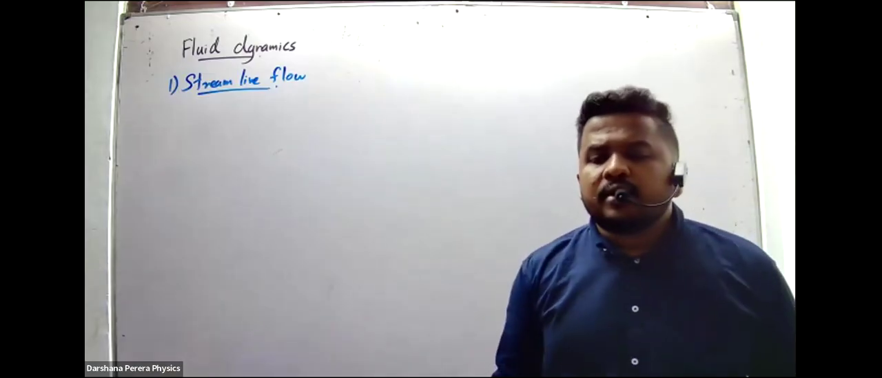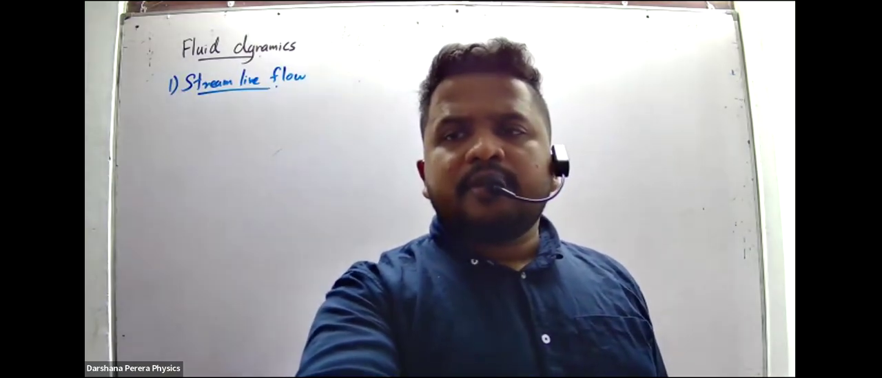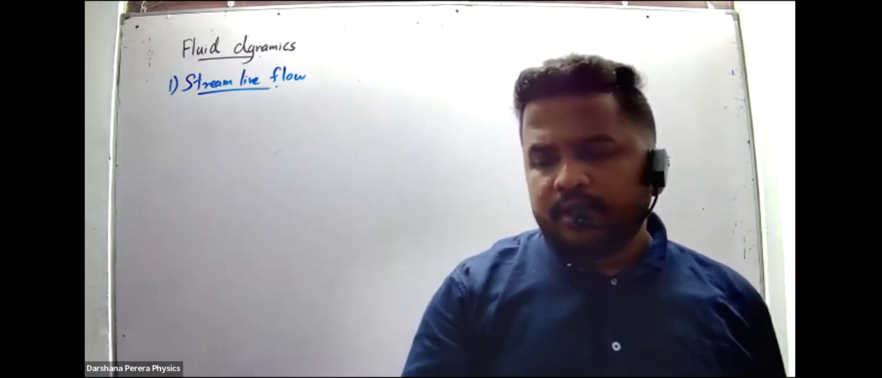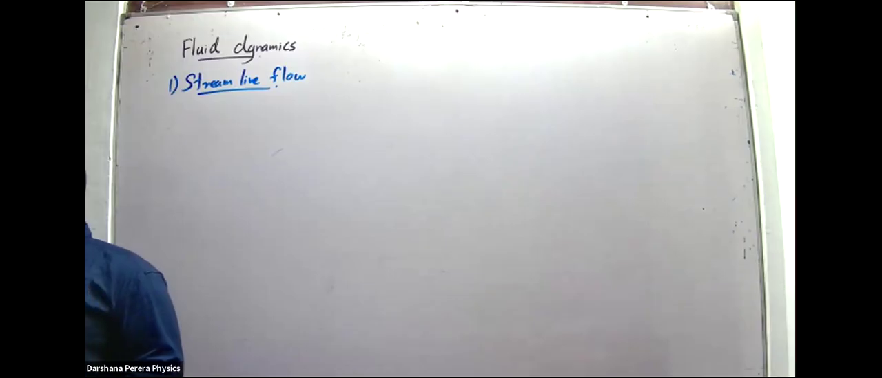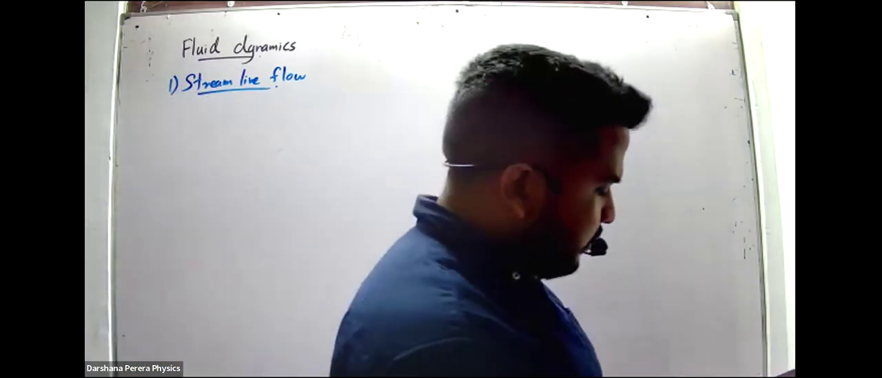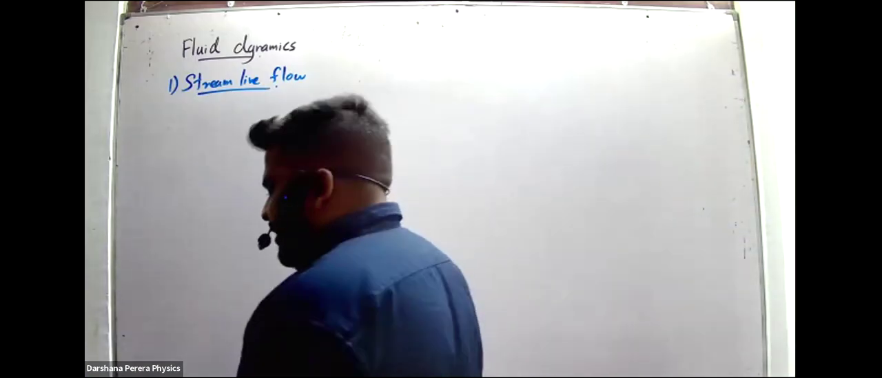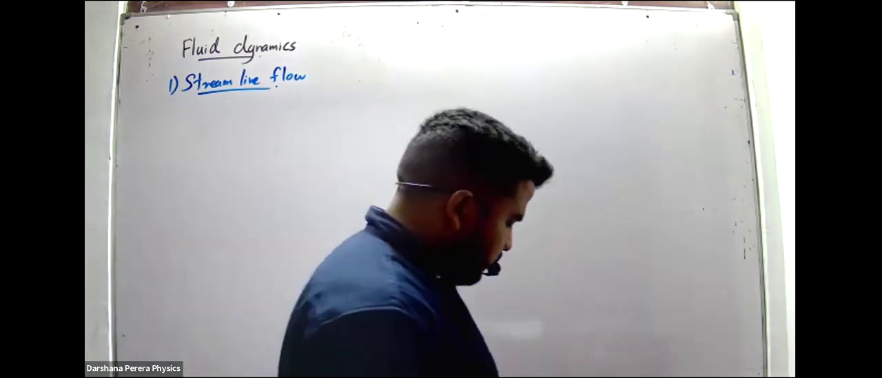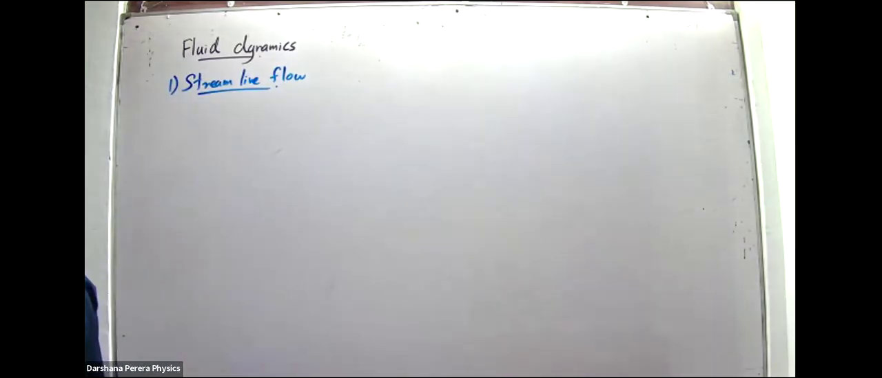Write down: the fluid passing due to a small pressure difference, with small velocity, is called streamline flow.